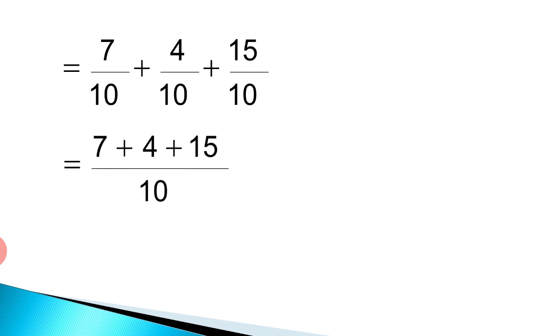Now the denominators are the same, so you can add the numerators. Then you get 7 plus 4 plus 15, that comes out to be 26 upon 10. Is it okay? Now you can convert it into lowest form. What is the common factor? 2. Both the numbers are divisible by 2.